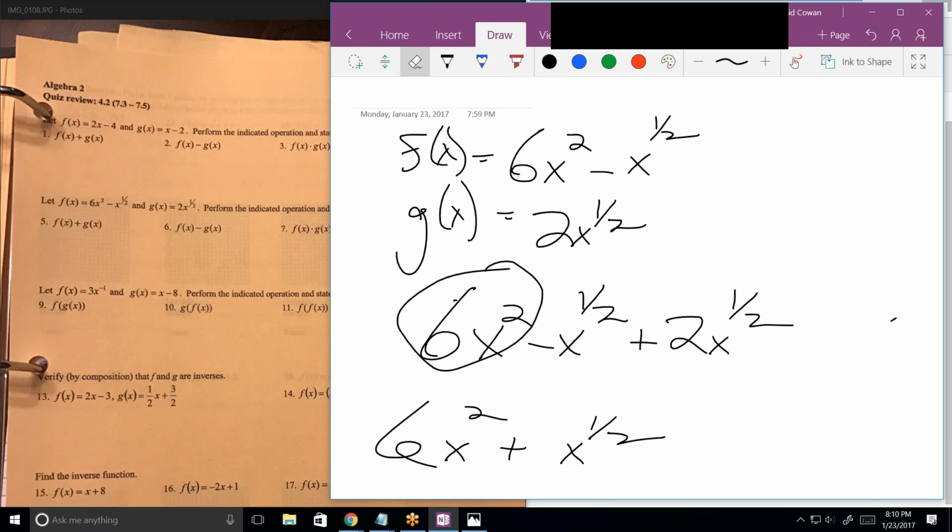And then that's your answer, 6x squared plus x to the 1/2. In other words, I cannot do anything more with that. This is oranges, this is apples. If I was multiplying them, I could combine. If I had x squared times x to the 1/2, that would be x to the 2 and 1/2. So you have to always realize that you can do a lot more things with multiplication than you can do with addition and subtraction.